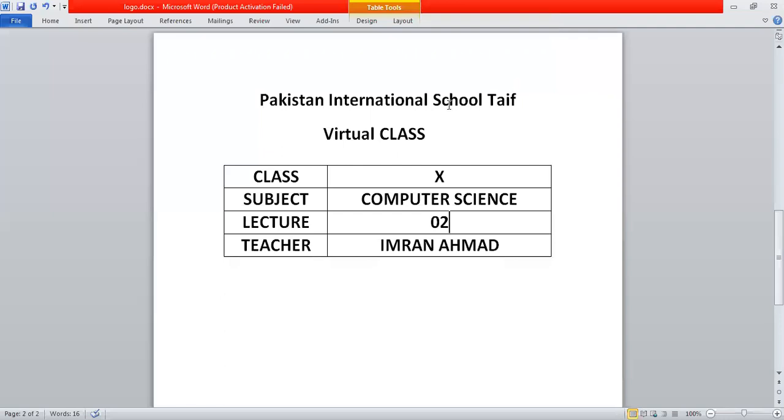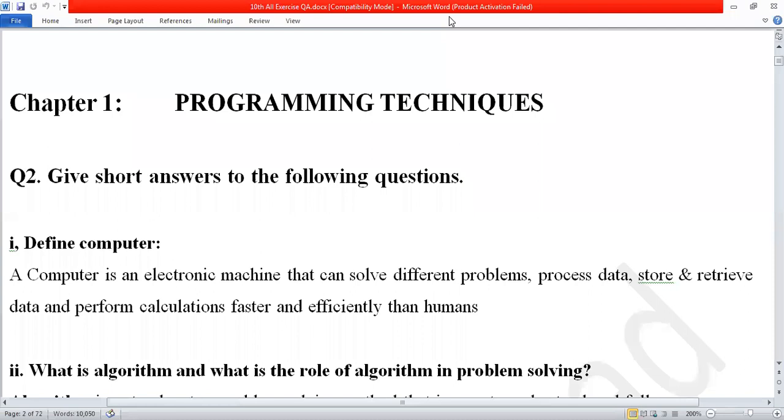As you know, this is a virtual class for class 10 students, subject computer science, and today is our second lecture. The teacher's name is Imran Ahmed. In the previous lecture, we were discussing chapter number 1, which is programming techniques.